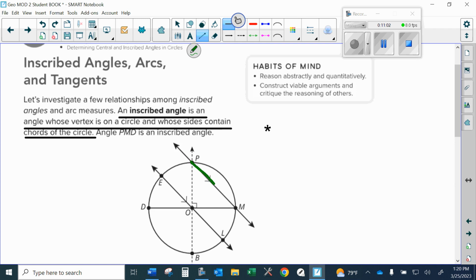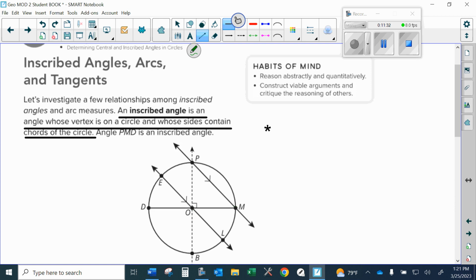So PMD. There's the angle right there. It's on the circle. That's called an inscribed angle. EOM is not an inscribed angle because the angle is inside the circle. Remember, it's touching the center where the vertex is, so that's a central angle. In order for it to be an inscribed angle, the vertex must be on the circle.